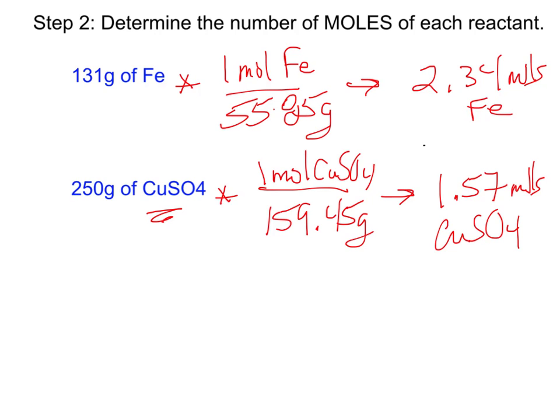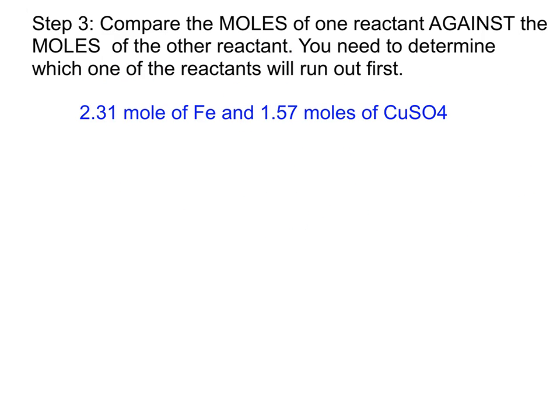Now I know both my reactants, how many moles I have. Now I got to figure out which one of these is going to run out first. Which one is going to limit my reaction? As we look over here, we ended up with 2.34 moles of iron and 1.57 moles of copper 2 sulfate.